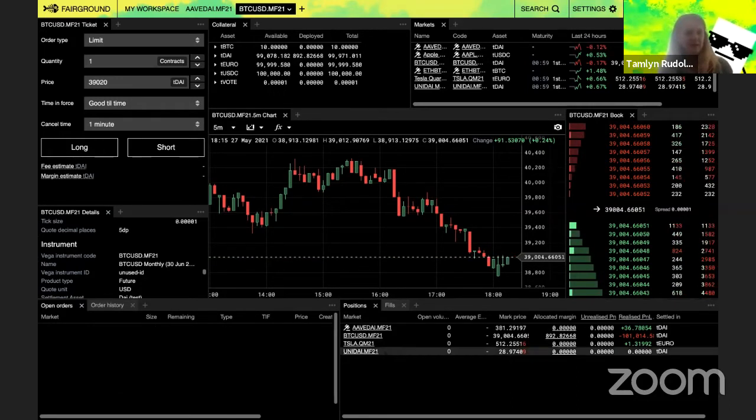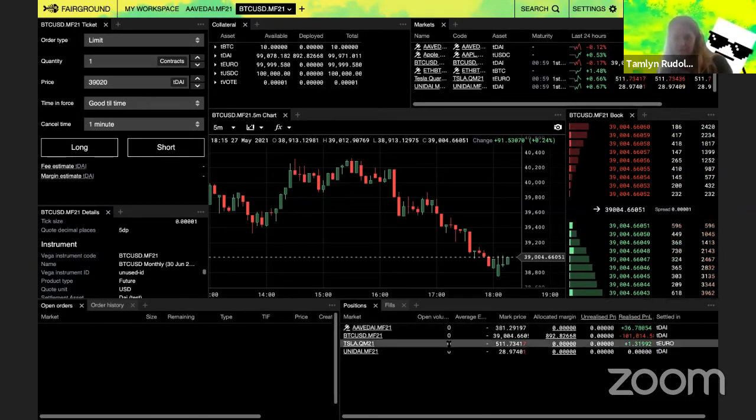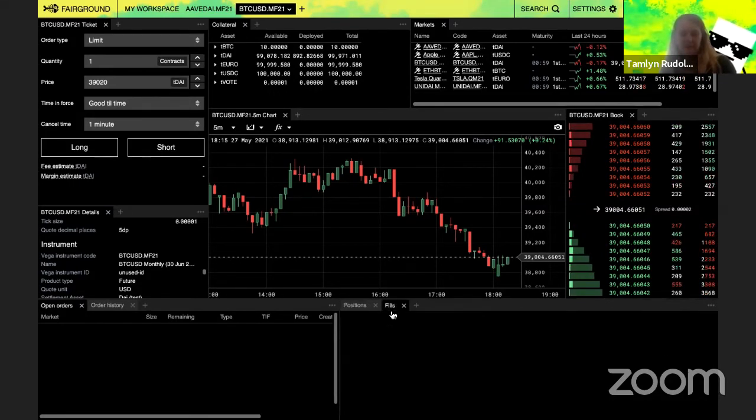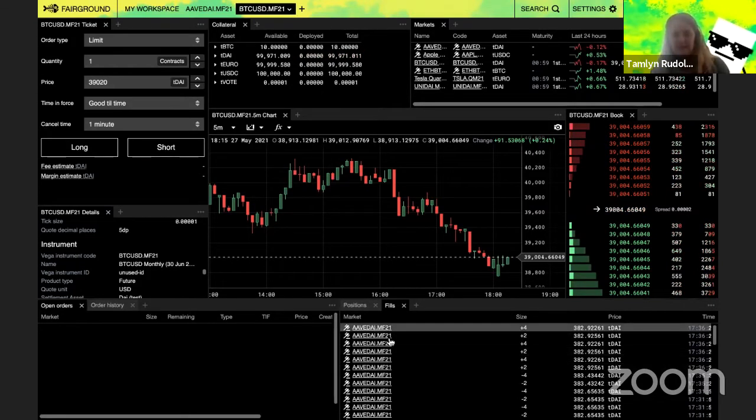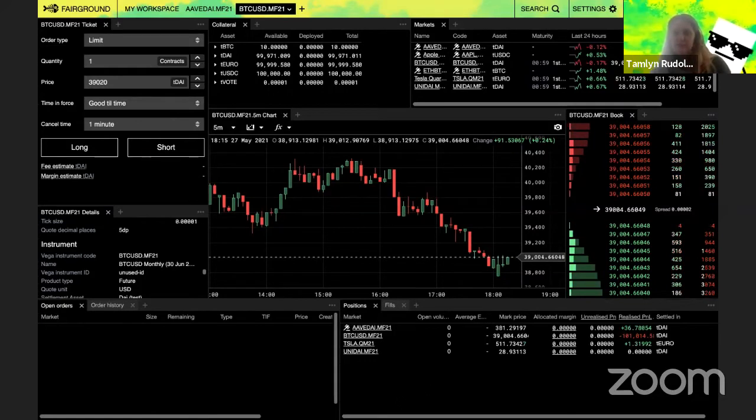Right, see how that order then just disappeared. So I'm pretty sure that didn't trade. If I go look over here, yep, I have no extra open volume. In fact, fills refers to the trades that I've recently done. There's no BTC USD fills going on there. So yeah, I have 0 open volume. The good till time worked. It just cancelled after a minute.